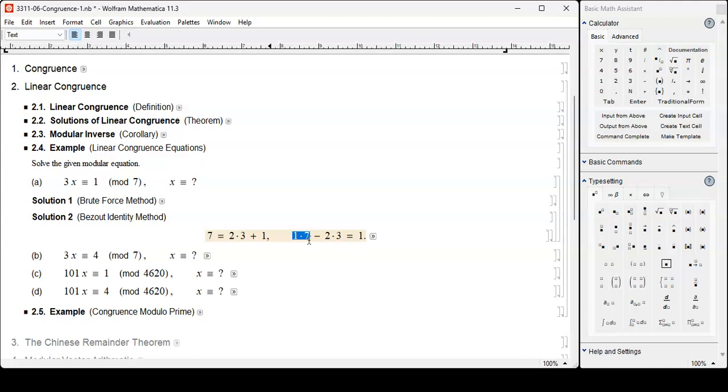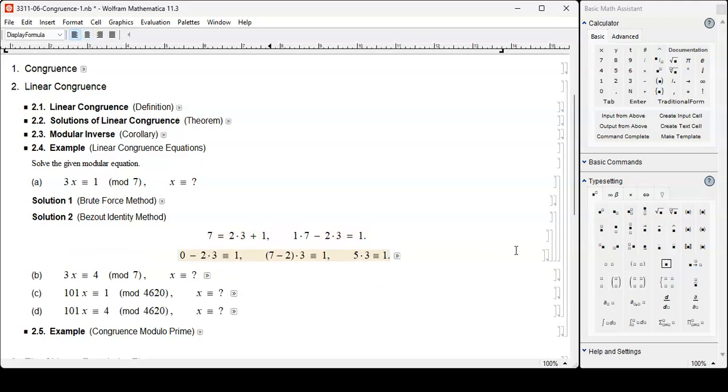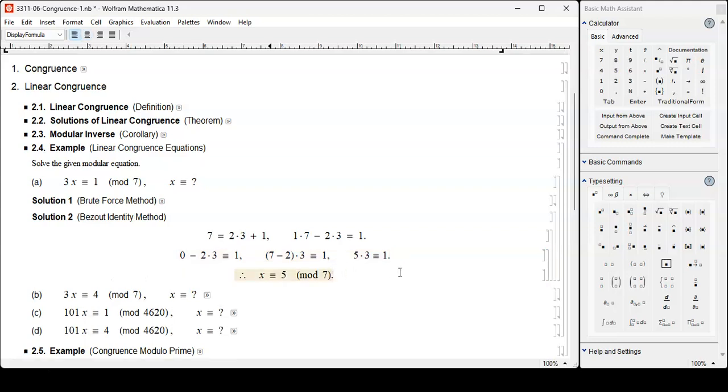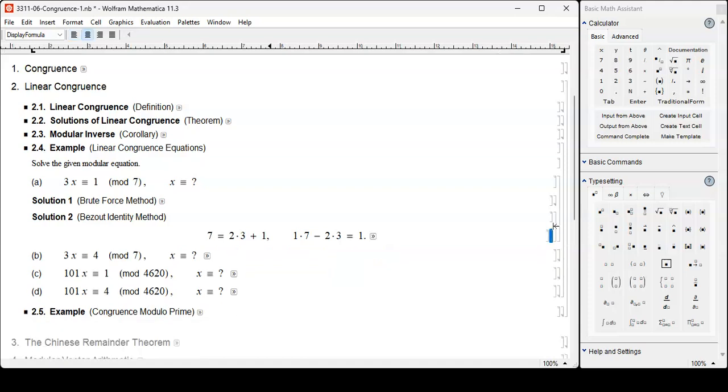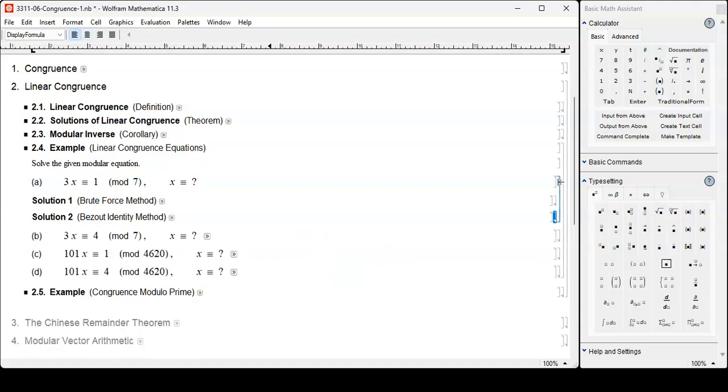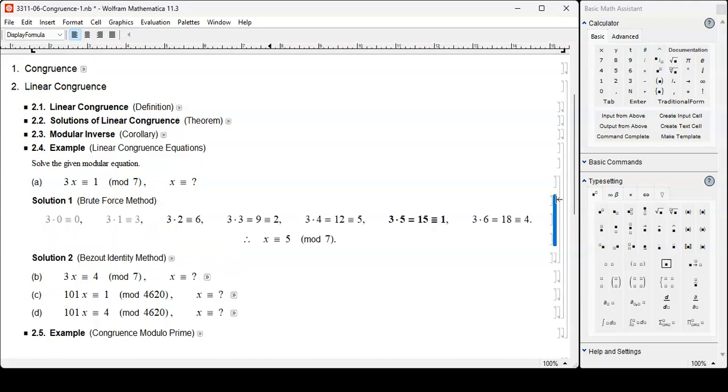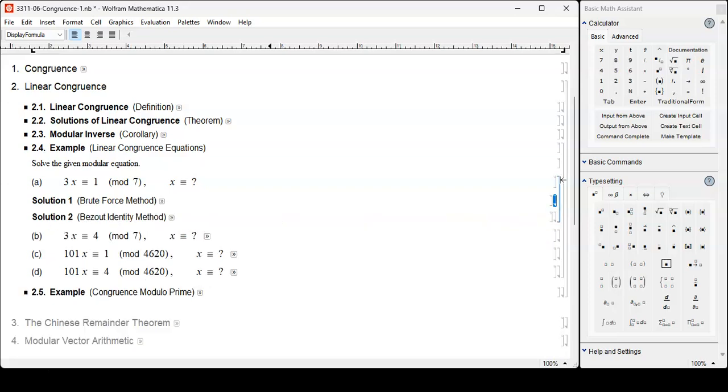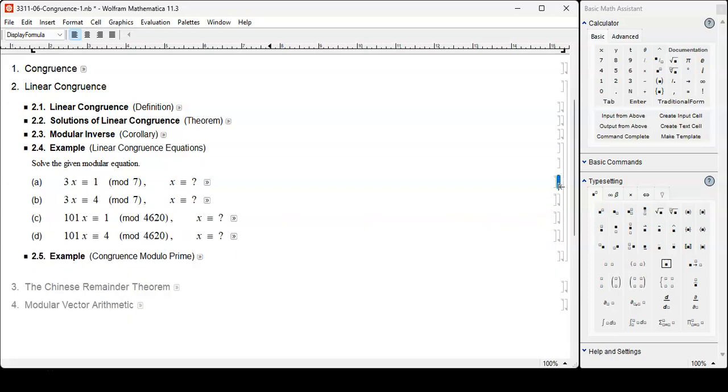Negative 2 times 3 is 1, but what is negative 2 modulo 7? It's 7 minus 2, which is 5. So negative 2 is 5, so x is 5 modulo 7. 5 times 3 is 1 modulo 7. The same answer as before, but we used a bit trickier and more clever method. Which is easier? Of course, the brute force method is easier in this case, because 7 was such a small number.